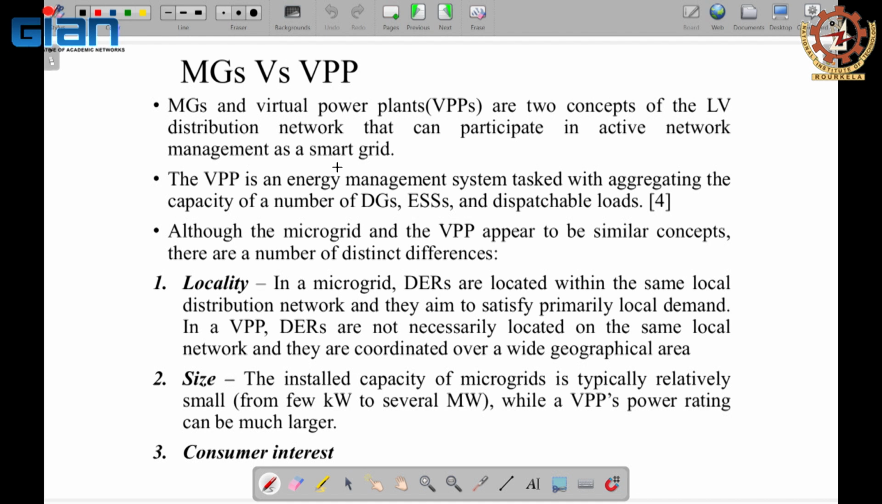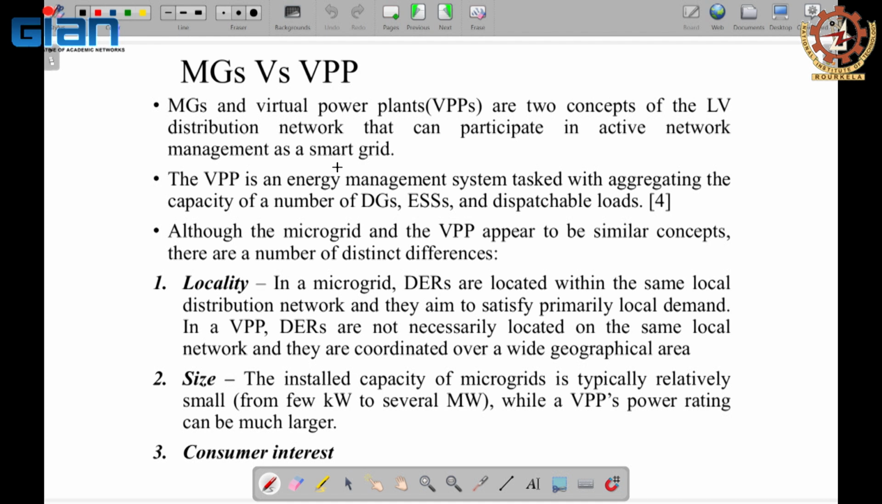And the loads: in the literature sometimes you will see technical terms like dispatchable and non-dispatchable, the nature of load, critical loads, non-critical loads. Sometimes we call them priority loads and non-priority loads. Priority loads, for example a hospital building, will be called priority loads. There is more priority for that kind of load.